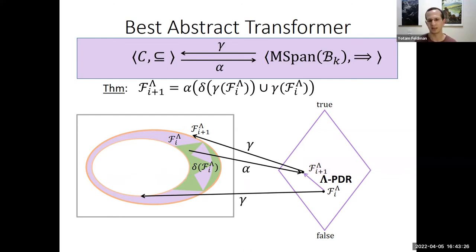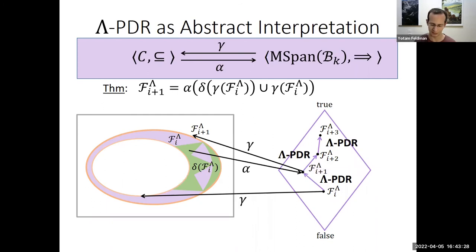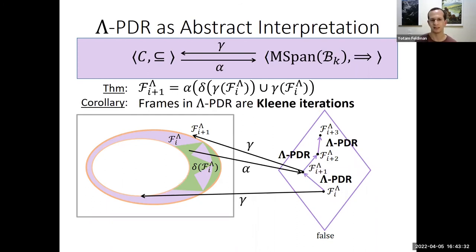And when we take all the iterations of Lambda PDR together, what we get is that Lambda PDR actually performs this kind of abstract interpretation in this abstract domain, or in more technical terms, the frames of Lambda PDR are actually Kleene iterations in the monotone span domain. So this gives us an understanding of the over approximation in Lambda PDR as a form of abstract interpretation.